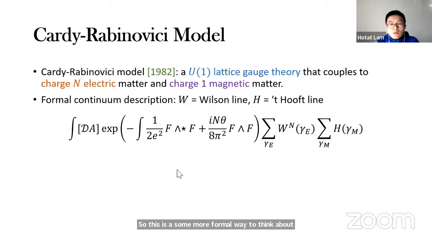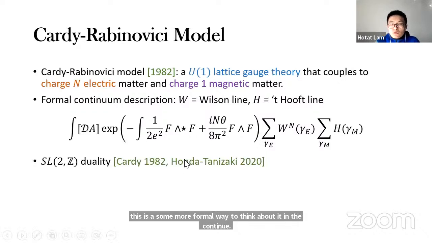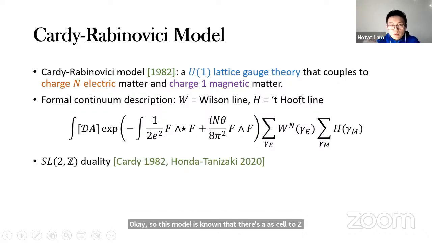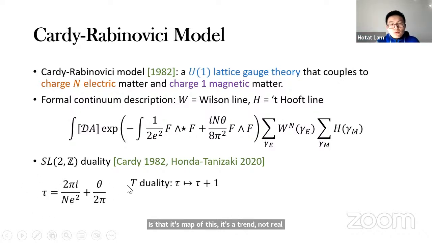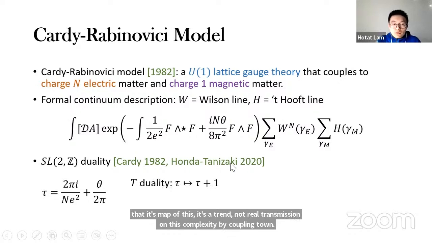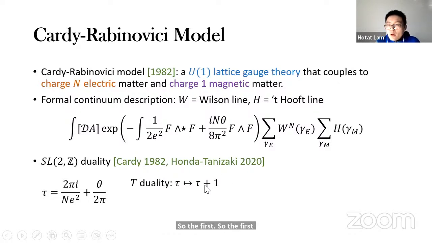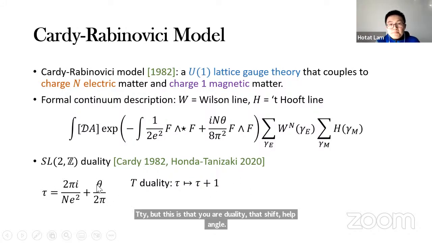This model is known to have an SL(2,Z) duality, which is related to the SL(2,Z) duality of a U1 gauge theory. The duality acts as a non-trivial transformation on the complexified coupling tau. The first generator of the duality is the T duality, which shifts tau by 1. This is also equivalent to shifting theta by 2 pi.